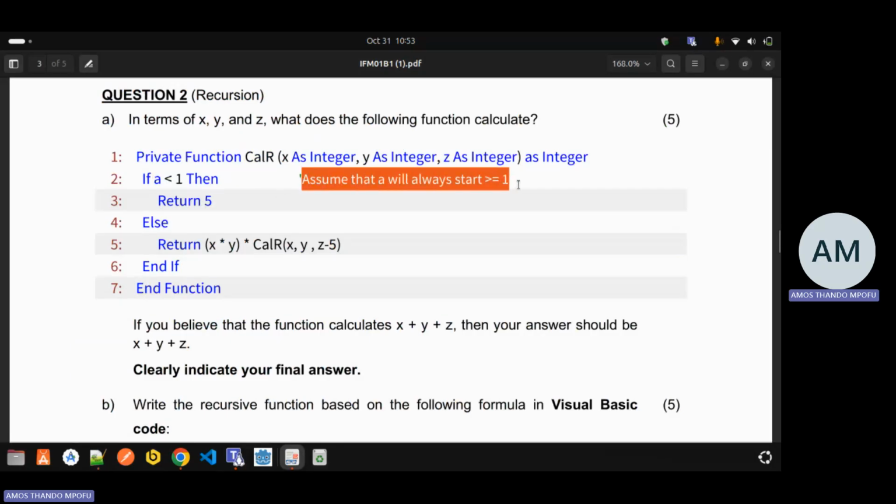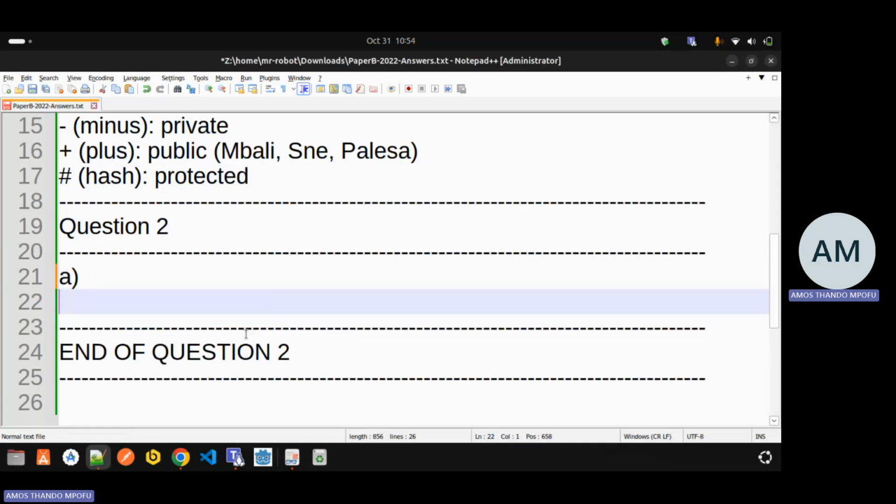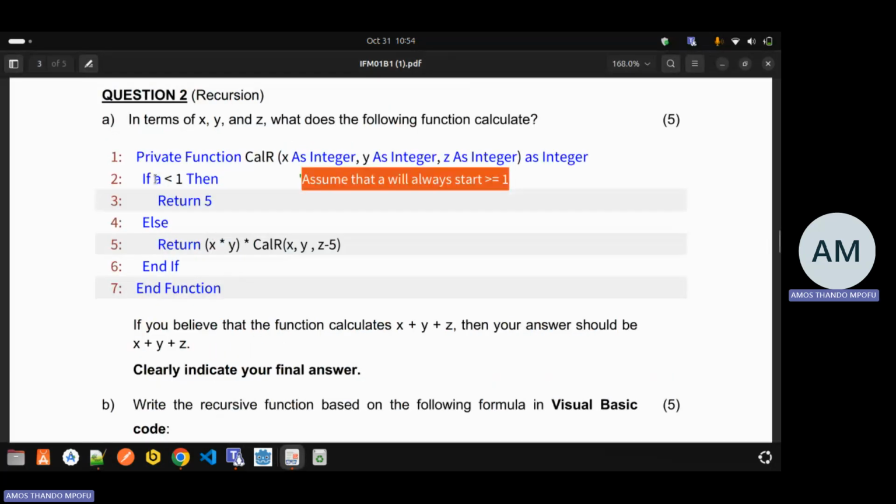And then they even put a comment here. They said, assume that this will always start at 1, at least 1, greater than or equal to 1. That means 1 to infinity, right? So when I make this example, or when I try to find the formula, I must start at 1. X, remember, the only thing that's changing, okay, they said A.